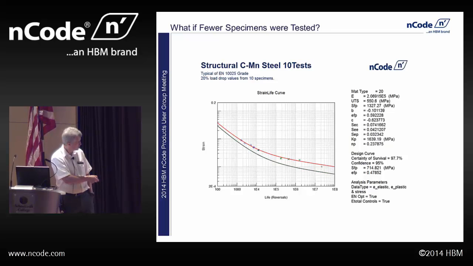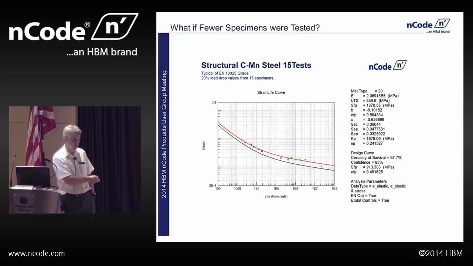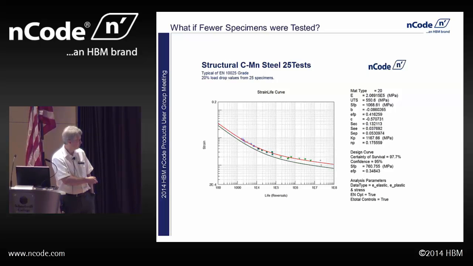You'll see there's quite a large difference between the design curve now and the base 50% curve because we've got much fewer samples. You go to 15, you're bringing them much closer. We're also changing the actual base curve data itself slightly. And then for 25, much closer. So you've closed down this variation because you've got a lot more samples included in that data set.